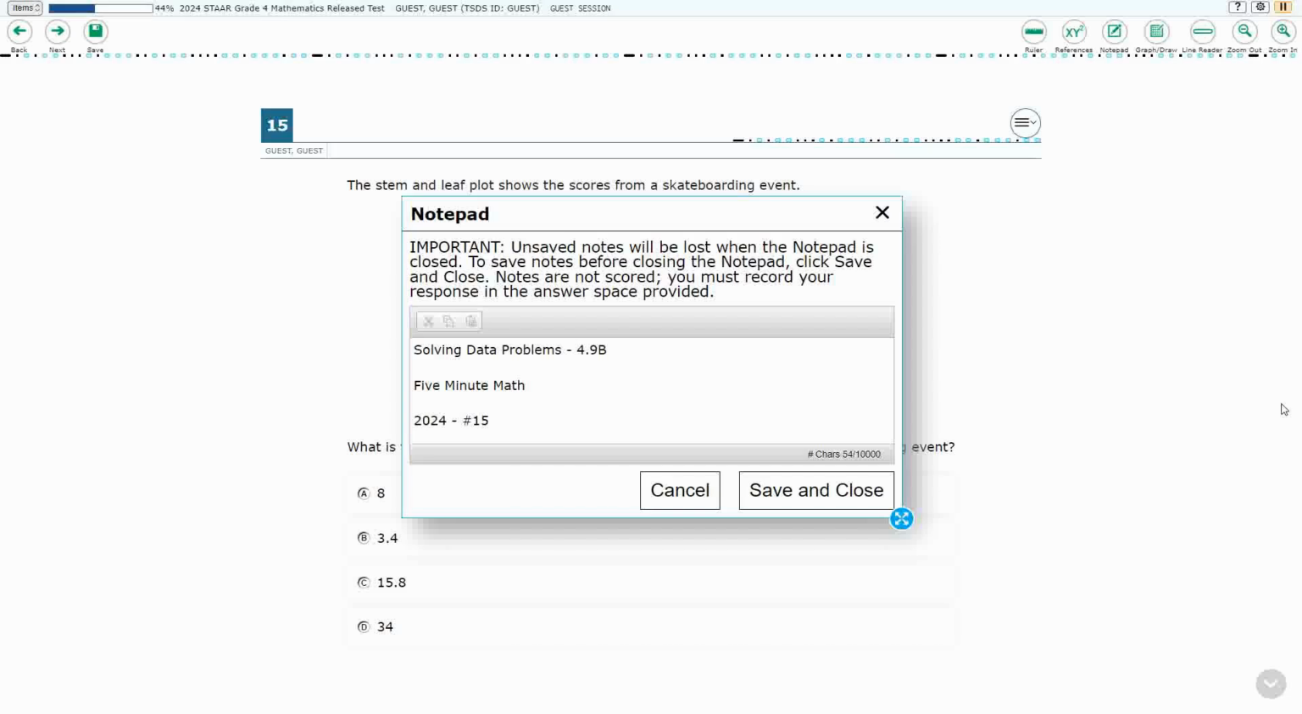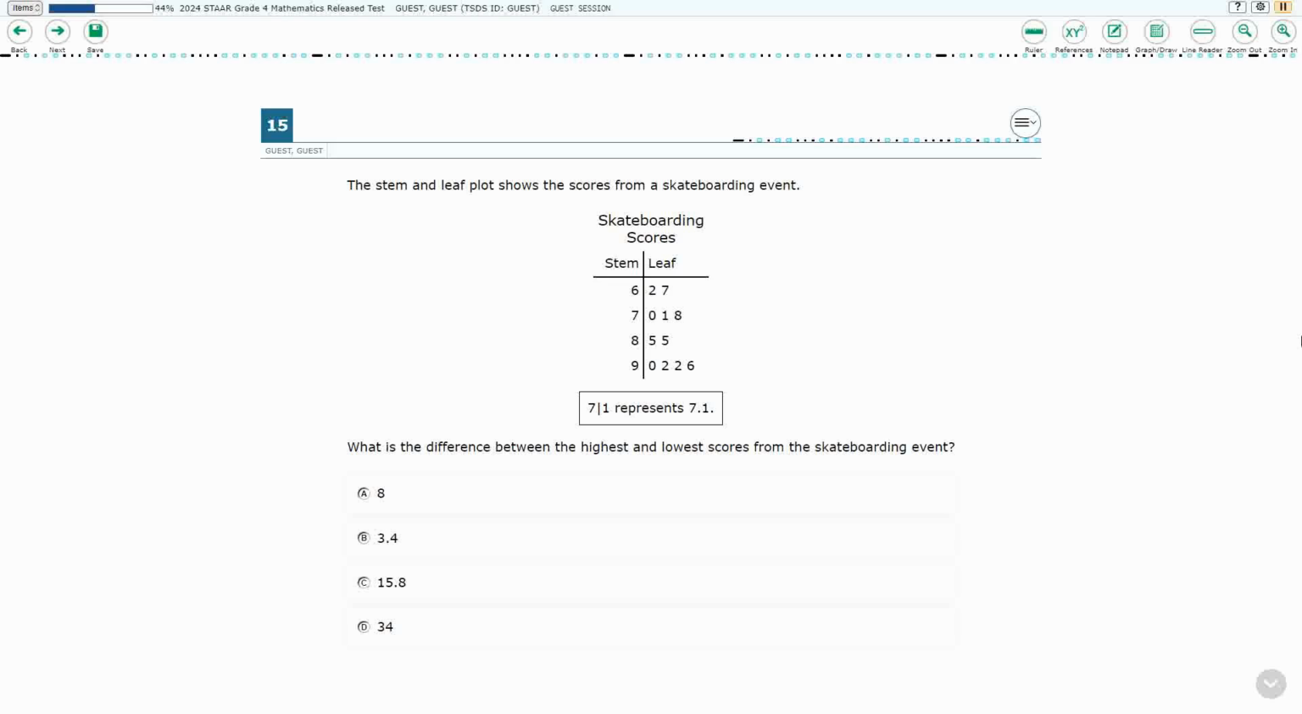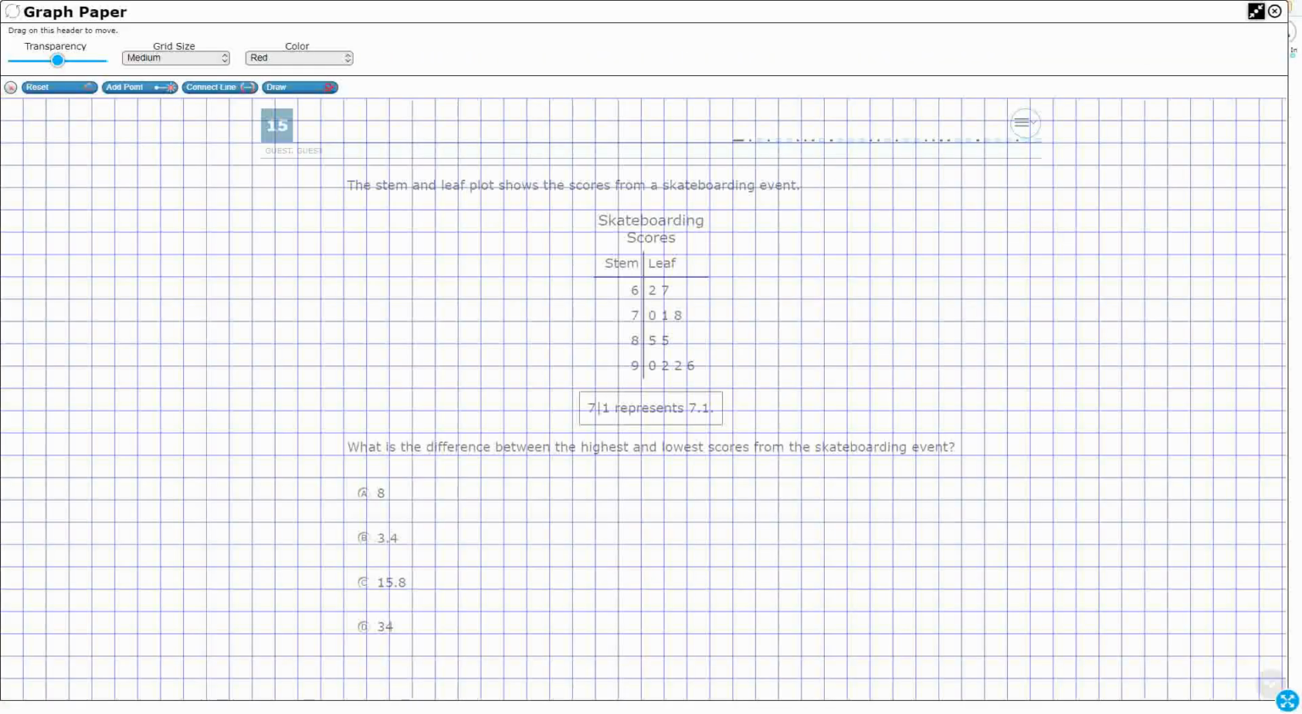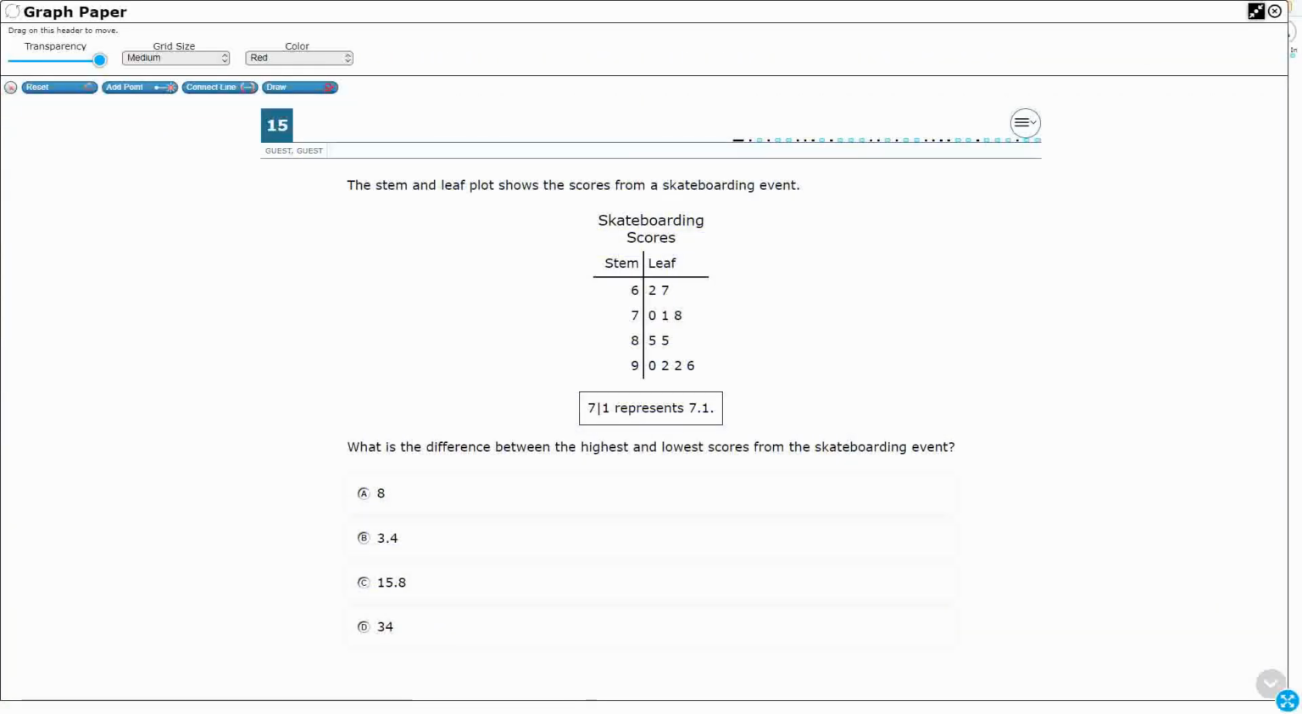Today we are looking at the fourth grade concept of solving data problems. This is standard 4.9b in the great state of Texas, and we're using item number 15 off the 2024 released STAAR test. If you haven't done so already, please go ahead and take a moment to pause the video, work this problem out on your own, unpause it. We will look at our answers together.